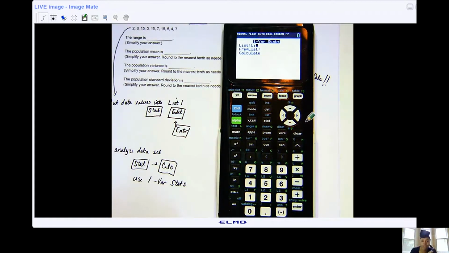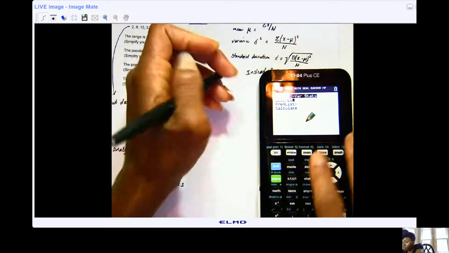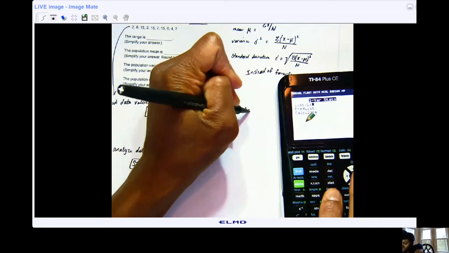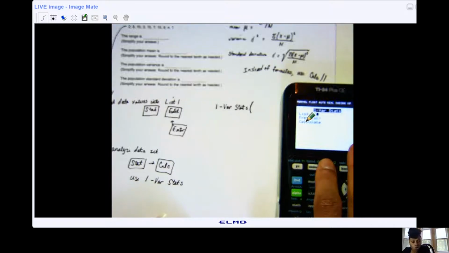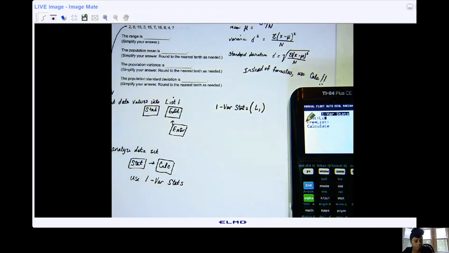Now, if you've got an 83 calculator, if you got the old operating system, yours is going to look a little different. Okay, I'm going to show you how you would see it on your screen. If you've got an 83, yours won't show up like this. Yours will literally be imposed on your home screen, such as this, and you'll have like a little parentheses there. And all you'll do is tell the calculator list 1. That's it. So 1 variable stats, list 1.